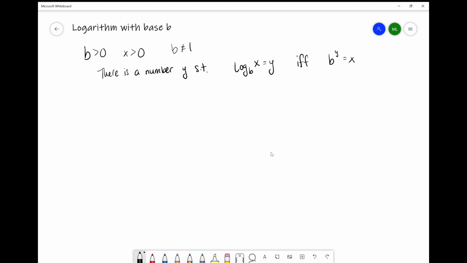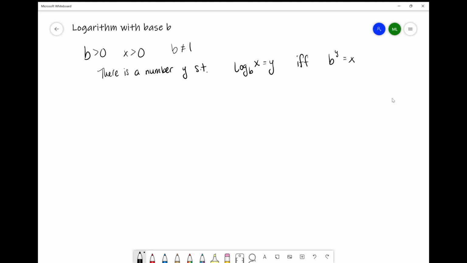All right, so let's observe what's happening here. This b is your base. And y is going to be your exponent for your base b. x is the result of your b to the power of y. So x is the result that comes out.